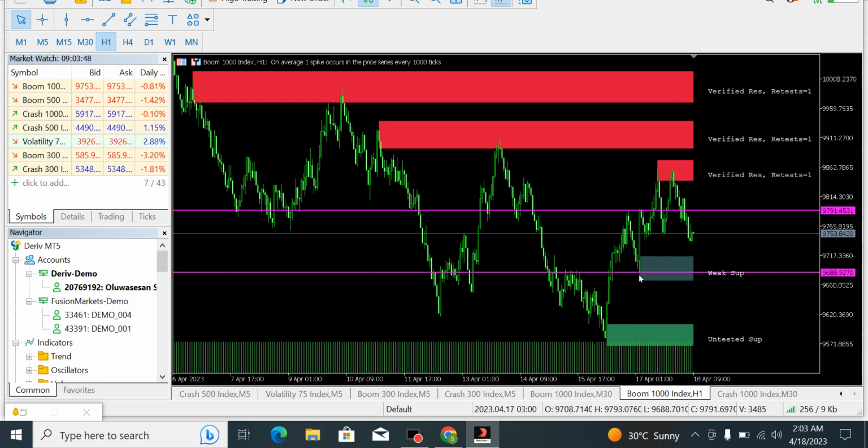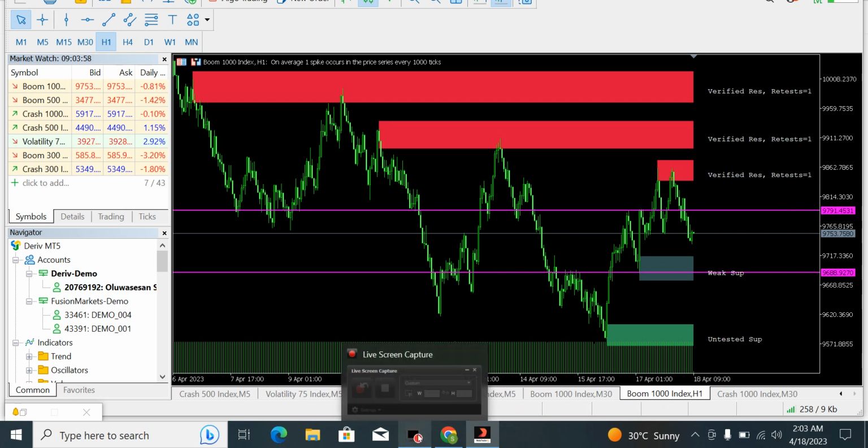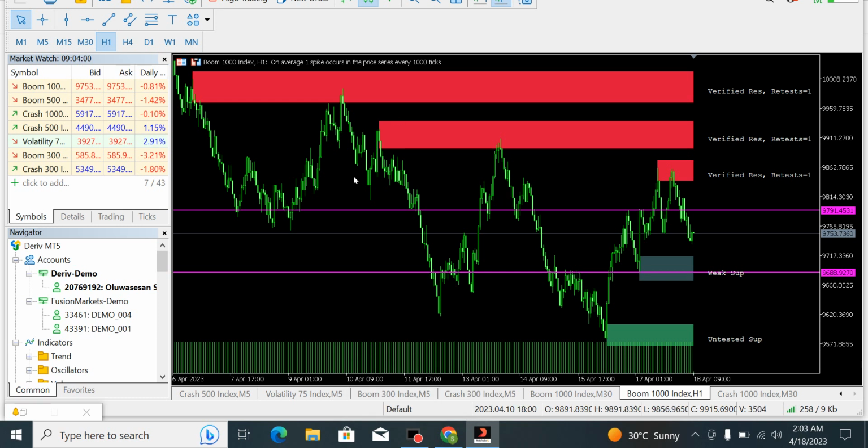You can see at every support zone it moves back up, and at the resistance zone it goes down, but there are some cases whereby it will break out from that resistance or support zone. Okay, so all these are very important.